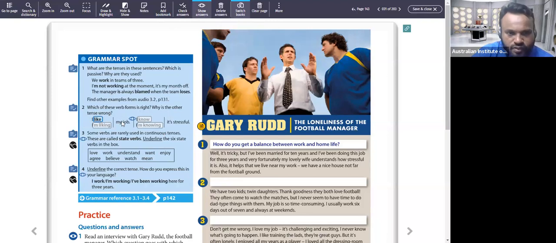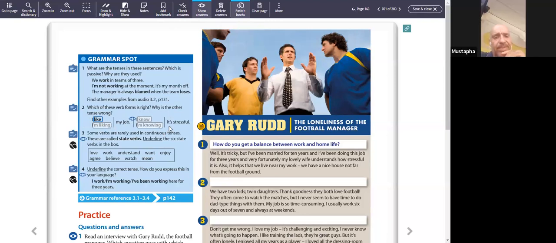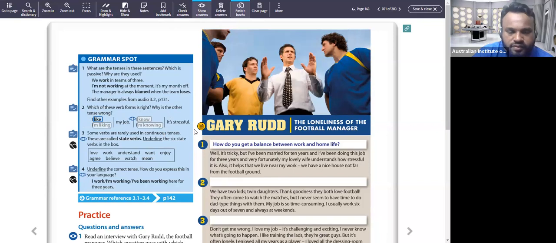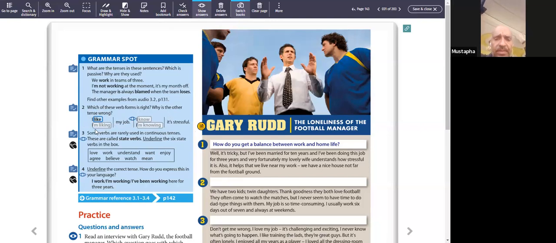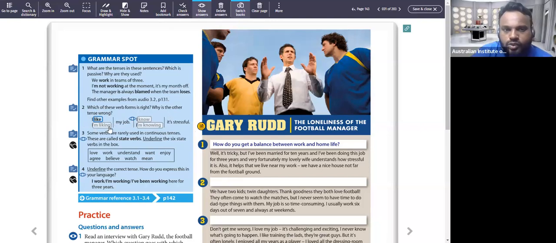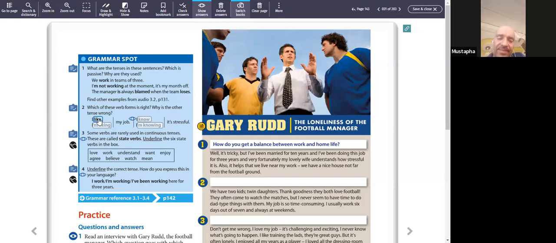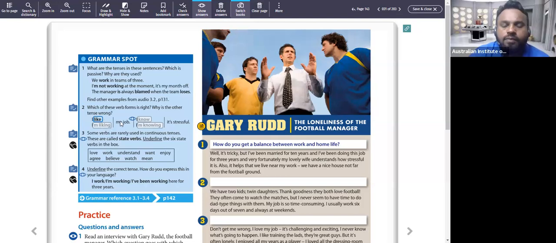Right. Beautiful. Because it's a state verb. So it's not "I am liking." When it is a state verb, we cannot add -ing. That's the reason. So "I like my job," not "I'm liking my job." It doesn't go because it is a state verb. It shows emotions.